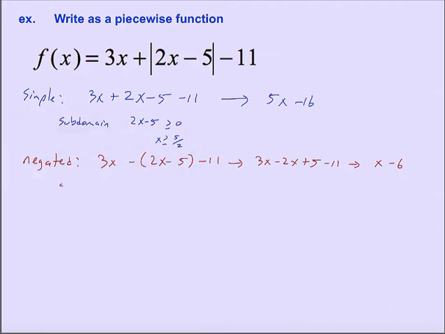And for the subdomain, the x values for which we would use the negated version, is anytime the inside of that absolute value was negative, we would have to take its opposite. And so again, add 5, divided by 2, we'll get the same 5/2. So now for each situation, we have the function rule and its subdomain, so we can put them all together to write our function.